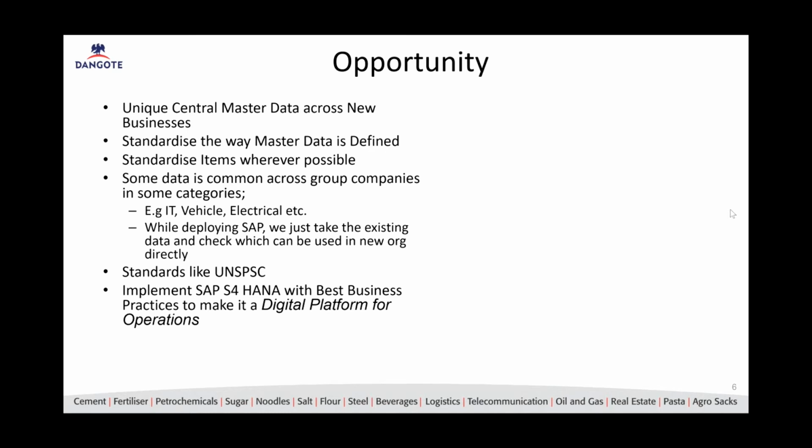Some data is common across group companies in some categories. We have to understand that many of the items which are common can be used across the group companies. That means if one group company builds the data, the other group companies can use it, which makes it much faster to deploy SAP. And we can use standards like UNSPSC, and of course it also paves the way to implement SAP S/4HANA with best business practices. SAP S/4HANA is our digital platform for operations. These are all the initiatives which are possible.